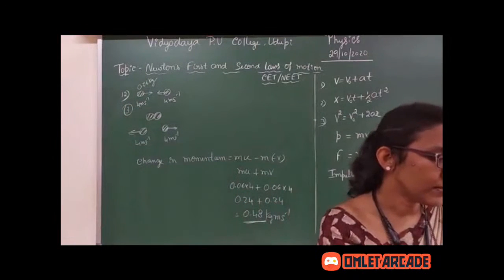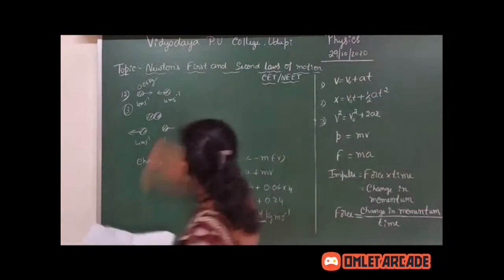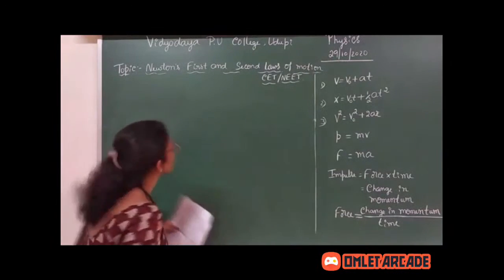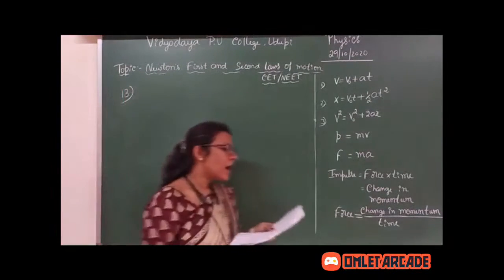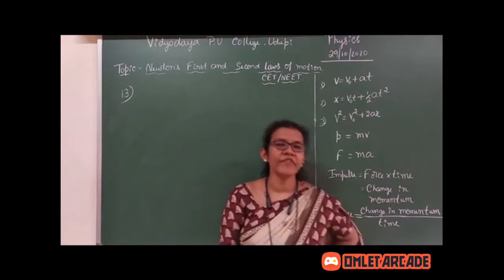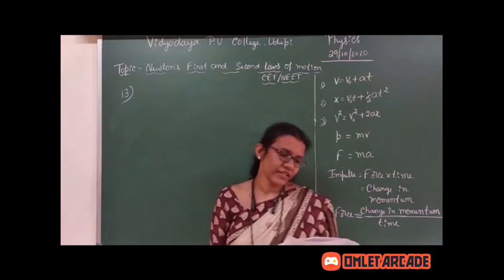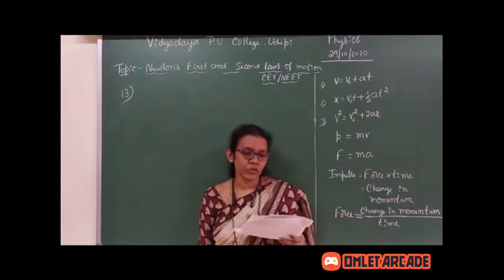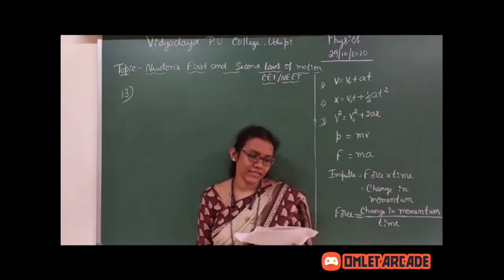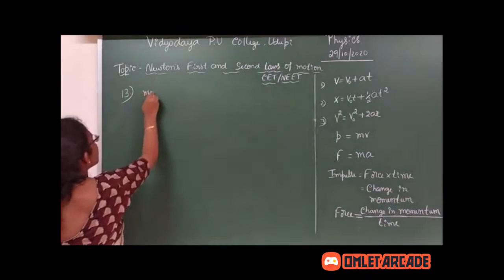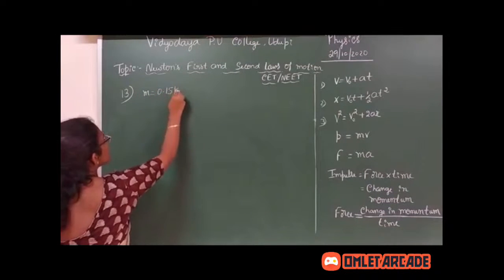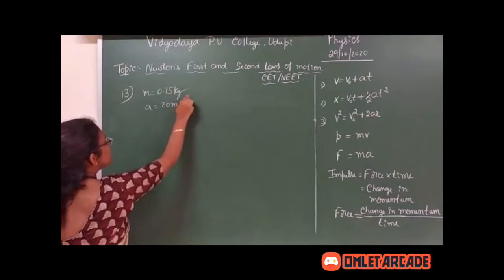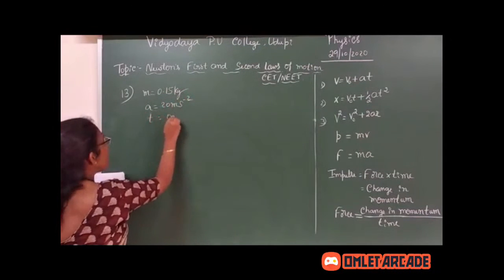Next, question number 13. A ball of mass 150 gram, converted into kg, you will get 0.15 kg, is moving with an acceleration of 20 meter per second square, and is hit by a force which acts on it for 0.1 second. The mass is given, 0.15 kg. Acceleration is 20 meter per second square. Time taken is 0.1 second.